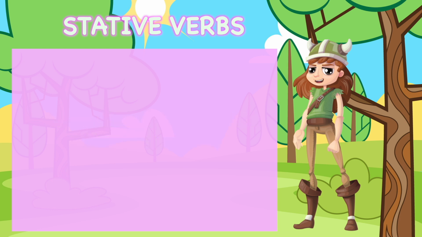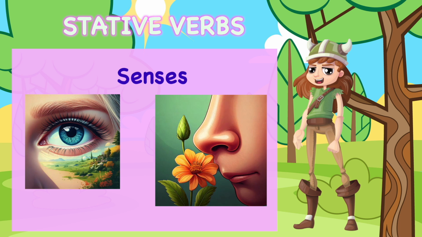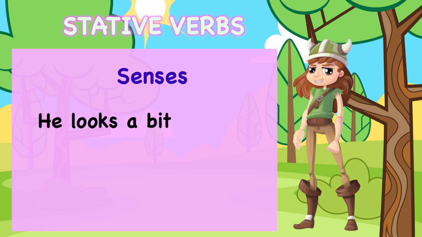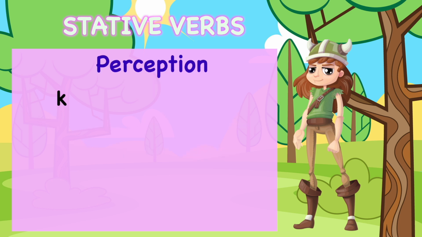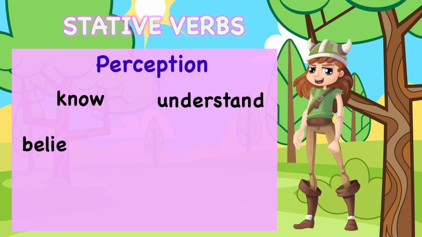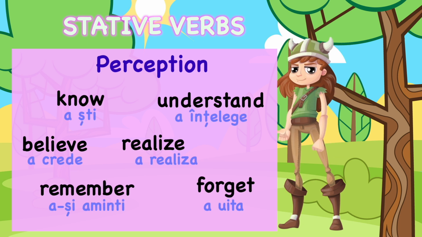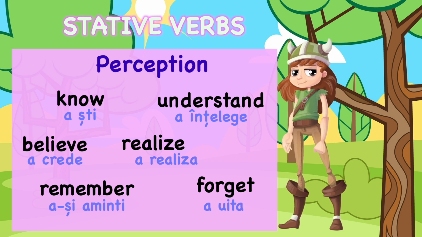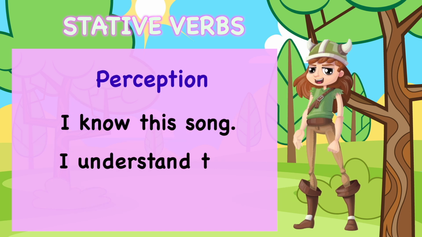For example, we have verbs of the senses: to see, look, smell, taste, hear. He looks a bit ill today. She seems upset. Verbs of perception: know, understand, believe, realize, remember, forget. I know this song. I understand this exercise.